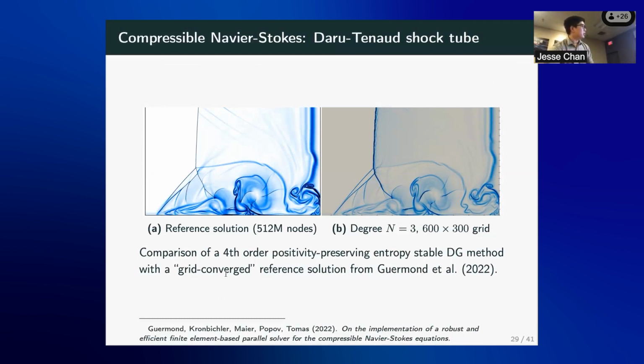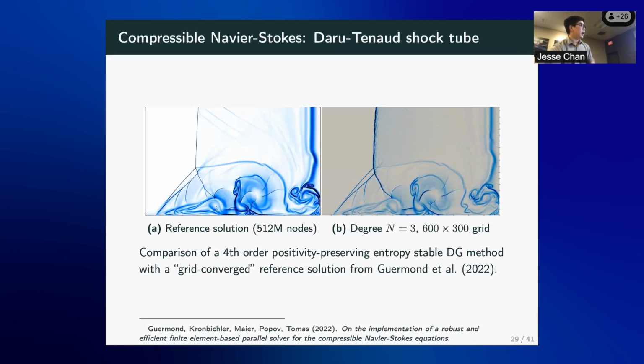So this is a reference solution from this paper in 2022 of an overkill, highly resolved 512 million node mesh. This is Reynolds number 1000. What you basically have is a shock that moves towards the right and then bounces off a viscous wall on the left and drags against a viscous wall on the bottom. You get a boundary layer which forms, and as the shock bounces back, you get this nice vortex structure and this beautiful shock boundary layer interaction behavior.